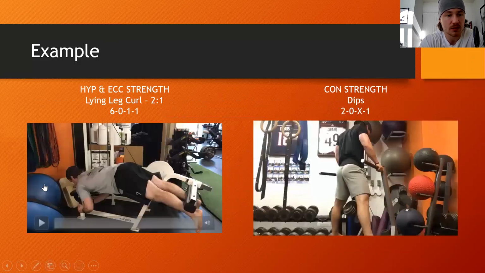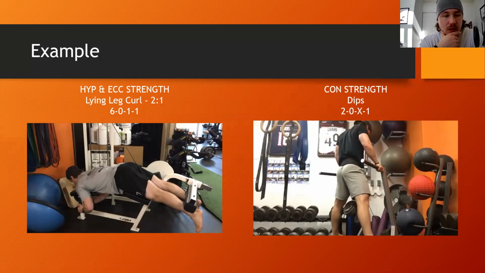So I'm going to show a couple examples. The first one here, I'm using accentuated eccentric. I'm doing a leg curl concentrically with two legs, and then I'm eccentrically coming down with one leg. What you see is I use a 6-0-1-1 tempo. Again, the emphasis is primarily on the eccentric, so I could have just written on the program 6-second eccentric.